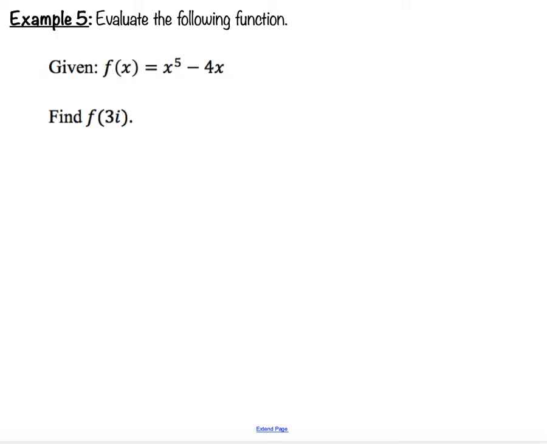So again, if I have a monomial there, I like to use direct substitution and substitute it directly in there. So doing so there, I'd have to do 3i to the 5th, minus 4 times 3i. So you can either write it out 3i times 3i times 3i times 3i, I think that was 5 times. Or I can go ahead and, since it's a monomial in there, you could take everything in there to the 5th power.